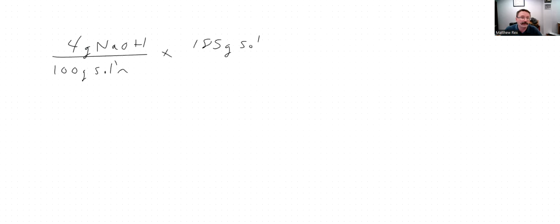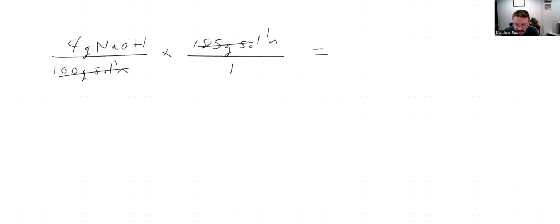All right, so we have a 4% sodium hydroxide solution. So that means we have 4 grams of sodium hydroxide for every 100 grams of solution. We are told that we have, in this case, 185 grams of solution, and we want to know how many grams of sodium hydroxide that is. So we could set up this way, multiply these through, and what do we get here?